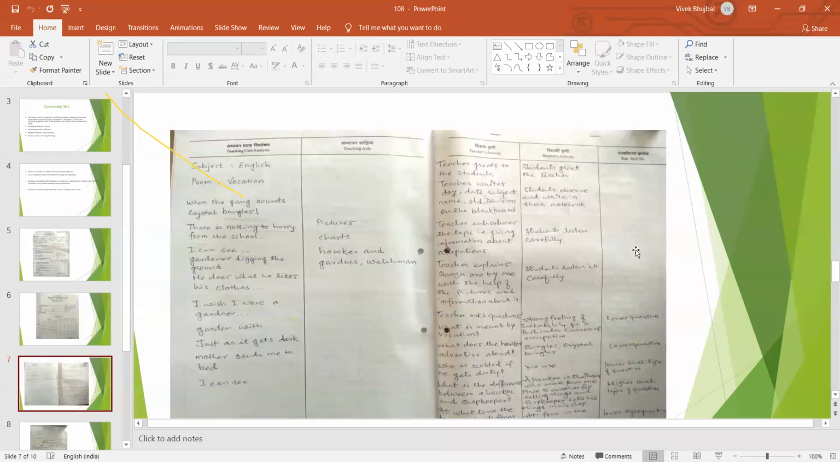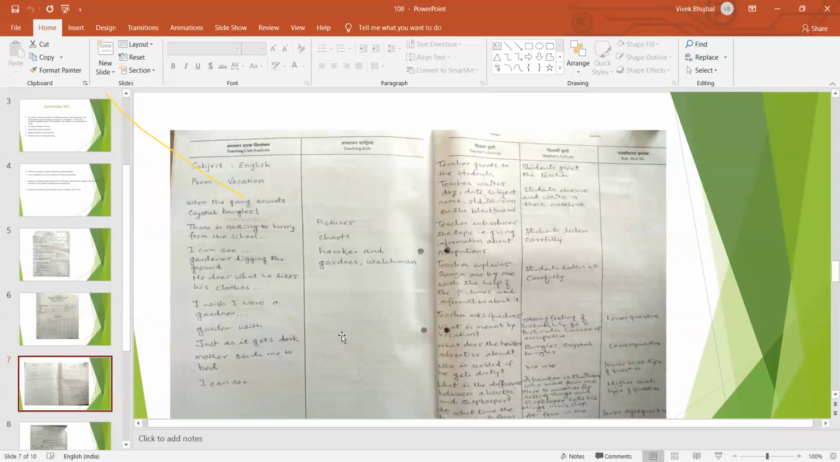Okay. So let's see here. My subject is English. This is the poem, unit 2.1, and the poem is Vocation. The poem is so long, that's why the summary is written here, or some stanzas are written here. The teaching aids information is given here. Now let's see the teacher's activity.